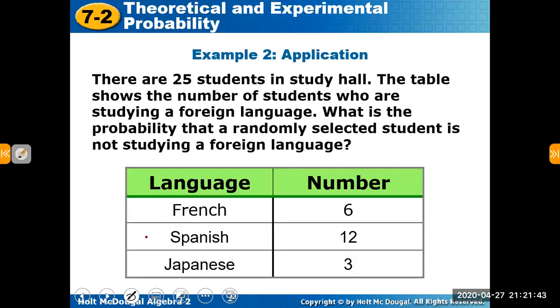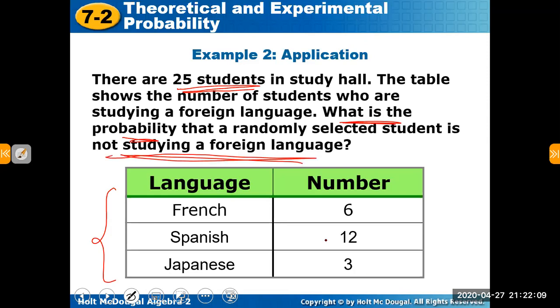We can explain this with a proper example here. Let's say this example, there are 25 students. So first statement is here in a study hall. The table shows the number of students who are studying a foreign language. So this table is showing students who are studying foreign language. What is the probability that a randomly selected student is not studying a foreign language?